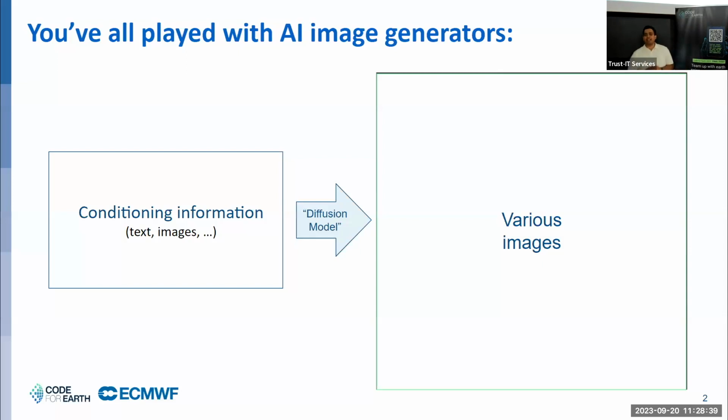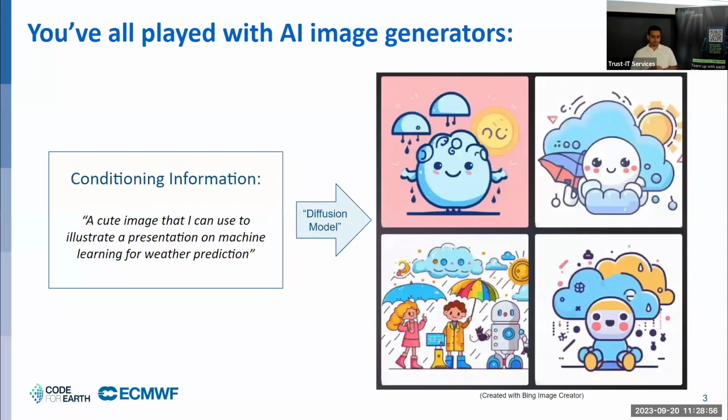So in the last 6 months or so, we have seen many examples of diffusion models in the form of Stable Diffusion or DALL-E, where we have some conditioning information. It could be in the form of text or images, and then we generate images. For an example, this conditioning information could be something like this: a cute image that I can use to illustrate a presentation on machine learning for weather predictions. And then you get cute images like this.